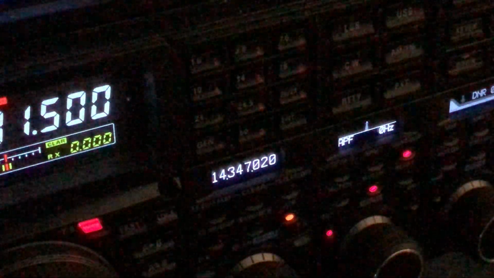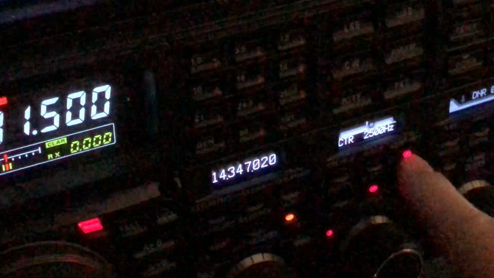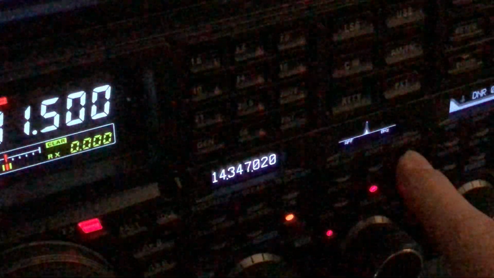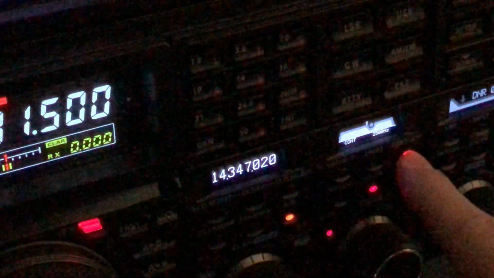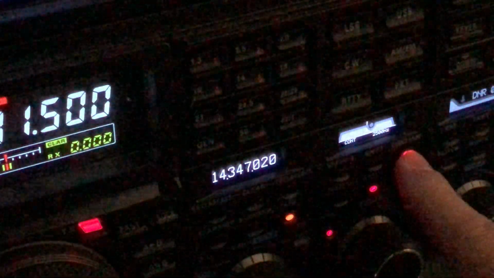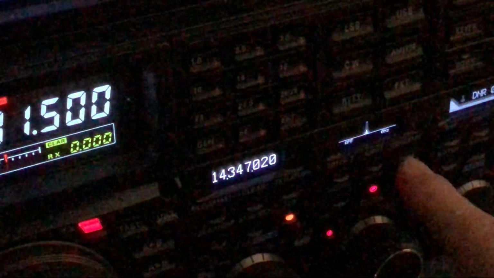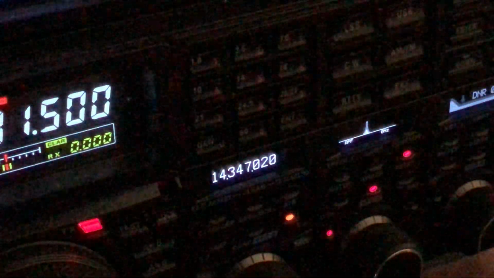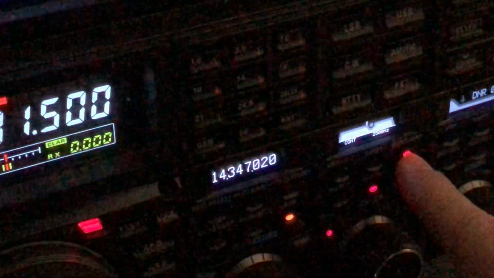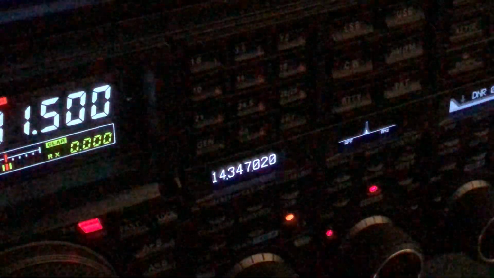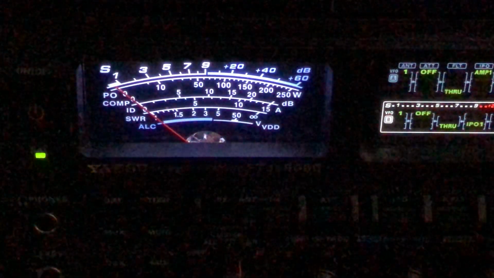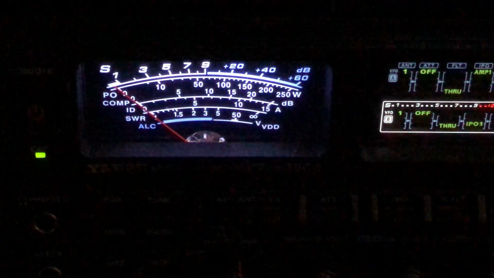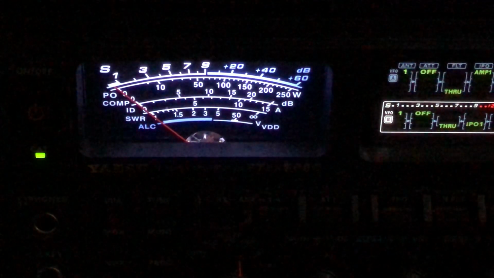But again, I'm going for how clean it sounds, and now I'm going to kick in the audio peak filter, APF. Listen to the difference. It's the icing on the cake. The last remnant of noise disappears. Now look at the S meter. He started out up there around S5, S6.